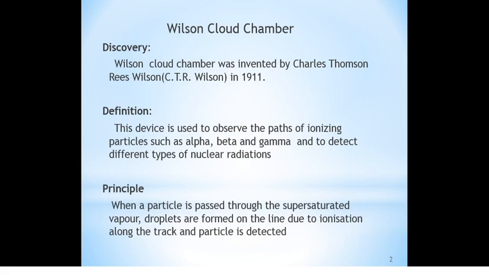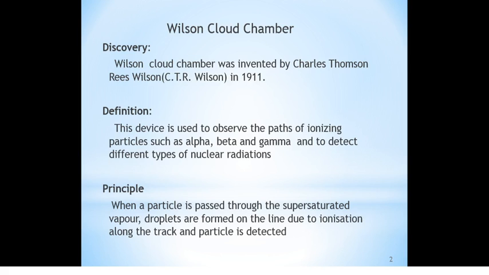So it is an instrument which is used for the visual observation of the tracks of the charged particle in their passage through matter. And this device is used to observe the path of ionizing particles such as alpha, beta and gamma radiations, and also to detect the different types of nuclear radiations. We can detect and also observe the path of the ionizing particles using this Wilson cloud chamber.